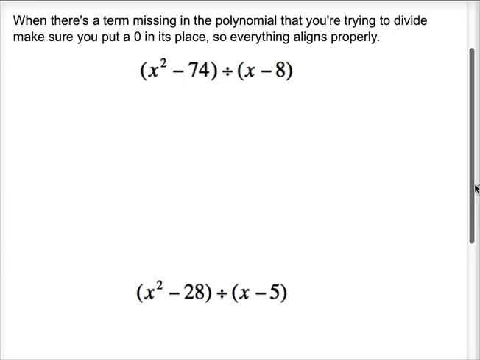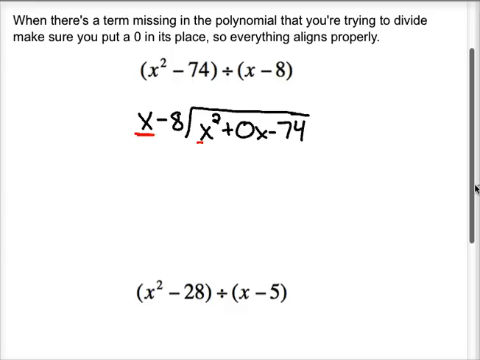So what I mean by that is here, when I'm setting this up, x minus 8, x squared, I'm actually going to write in 0x, so I have that placeholder there. That placeholder is going to be very important in order for it to line up. So really, that's the only new thing for today, making sure we have that placeholder 0. Other than that, our process is the same.